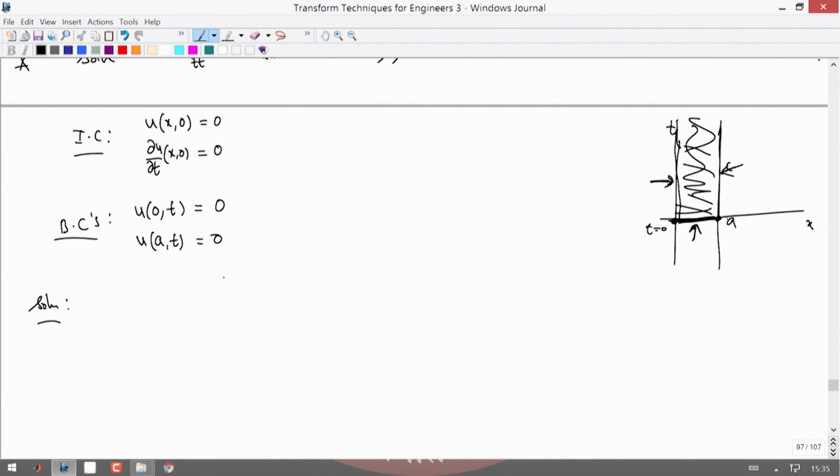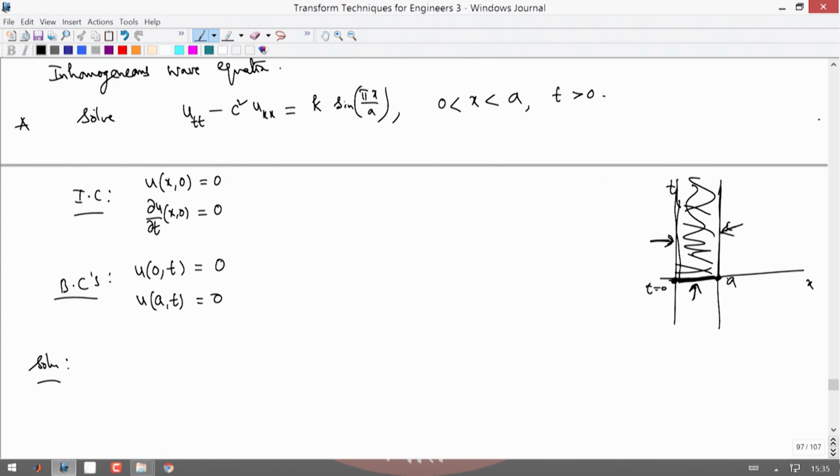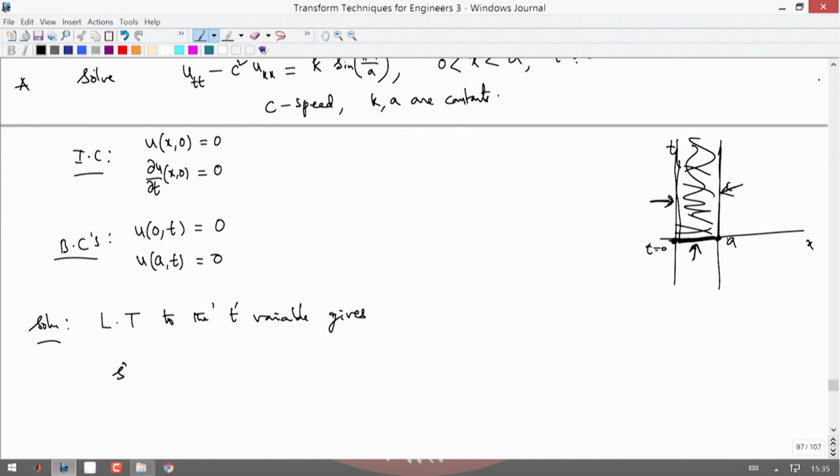So, what we do is, c is the speed of wave, and k and a are constants. So, as usual t is valid for all 0 to infinity, you can apply the Laplace transform to the t variable. Laplace transform to the t variable gives, what you get is again, s square u bar of (x, s) minus s times u at (x, 0) minus ∂u/∂t at (x, 0). So, both are 0 from these initial conditions.